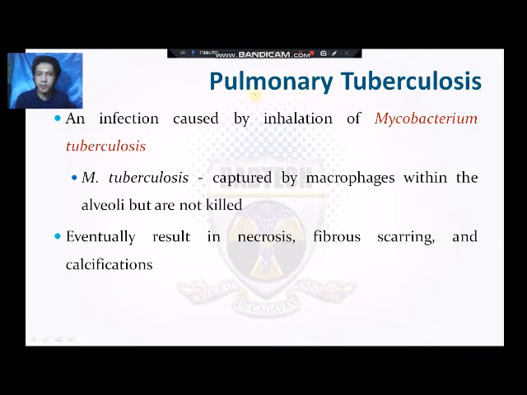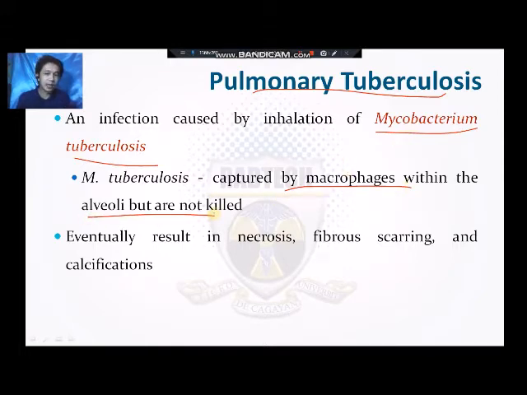Okay, so next we have pulmonary tuberculosis or PTB, an infection caused by inhalation of Mycobacterium tuberculosis. And then this Mycobacterium tuberculosis, they are being captured by macrophages within the alveoli, but they are not killed. Okay, so when it comes to being exposed to Mycobacterium tuberculosis, almost all of us has been exposed to this type of bacteria.